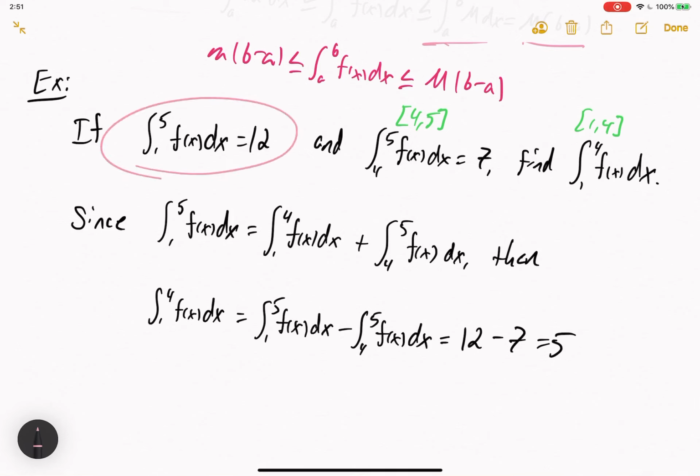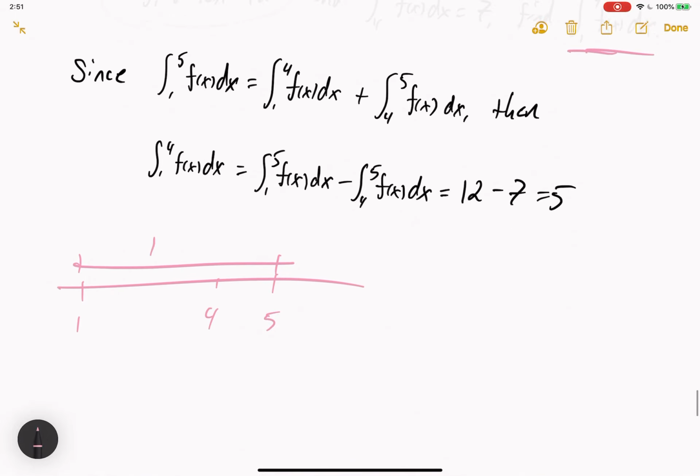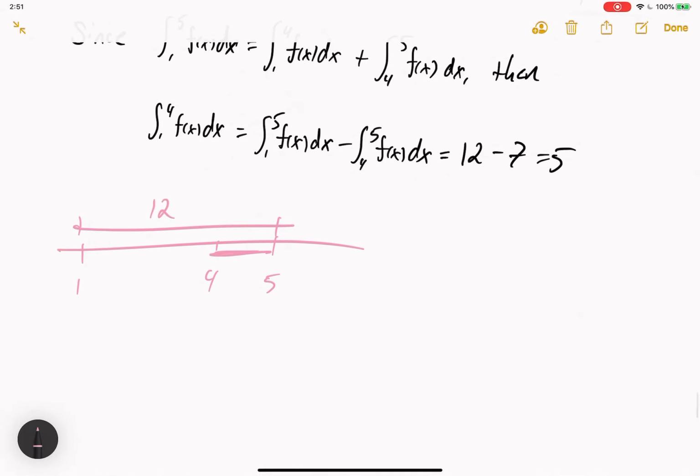So if the area, or the integral from 1 to 5 of f of x dx, is equal to 12, and the integral from 4 to 5 of f of x dx is equal to 7, and we want to find the integral from 1 to 4 of f of x dx. So remember that here we would integrate from 1 to 5, and here also we know from 4 to 5. So we know this piece, we said this is 12, and we know this piece right here, and we said that's equal to 7, and that should tell us what this piece is.